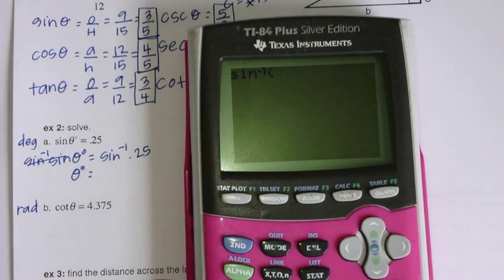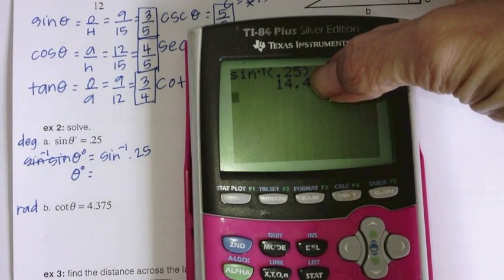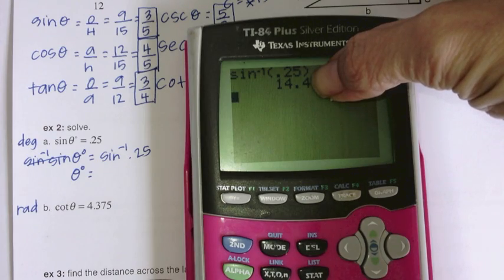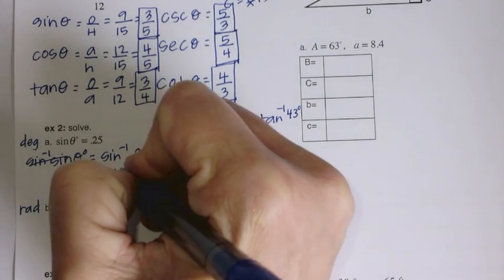There we go, of 0.25. And that tells me it's 14.477. And for this lesson in your textbook, it asks you to round all the degree angles to the nearest whole number. So we're only going to go one beyond and look right there, and 4 is not going to round that 14 up to a 15, so this is just going to be 14 degrees.